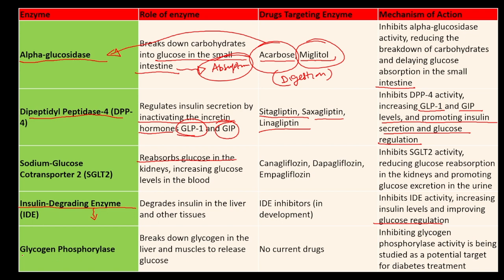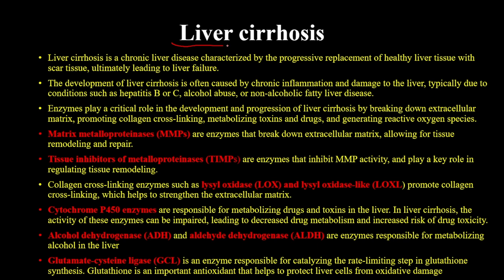Then we have glycogen phosphorylase. Glycogen phosphorylase breaks down glycogen in the liver and muscles to release glucose. So if you inhibit this, it is going to reverse things. It will allow more glucose to stay in the form of glycogen rather than in the form of glucose, and as a result, it will reduce the level of blood glucose.